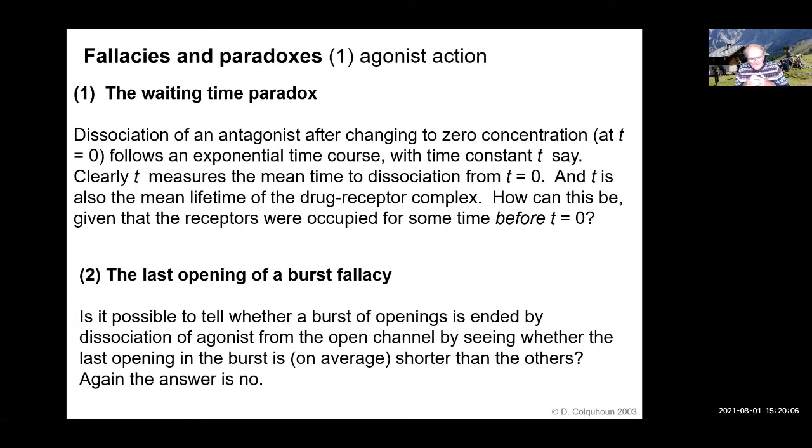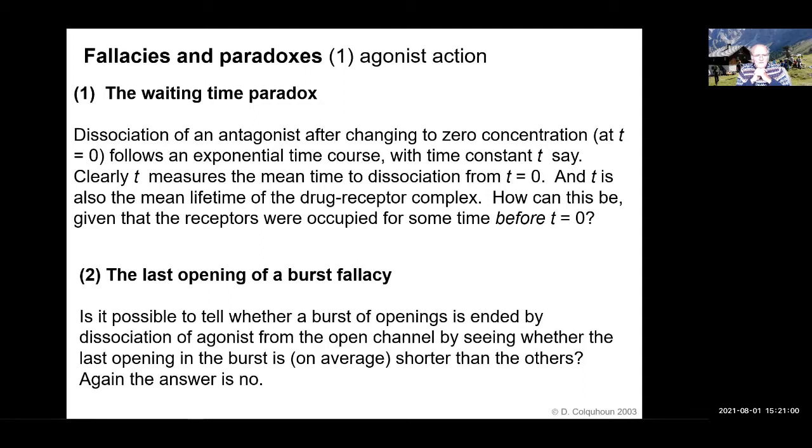There's a related one. These paradoxes all depend on a phenomenon called length-biased sampling. It's a bit as if you dipped your hand into a bag of sticks to pick out a stick, but the sticks were not all the same length. So you might pick a stick at random, but you'd have a better chance of picking a long stick than a short one because there's more to get hold of. And this sort of length-biased sampling trap, which is very easy to fall into, has a number of applications in the world of ion channels.